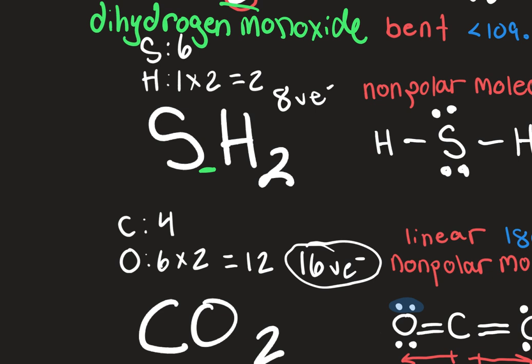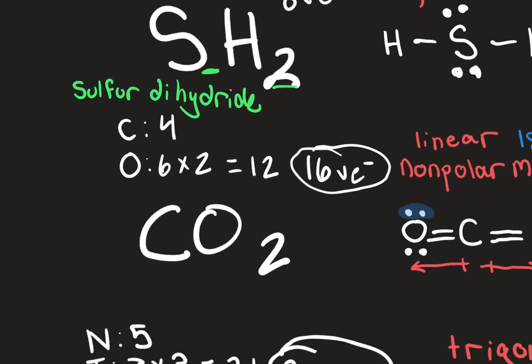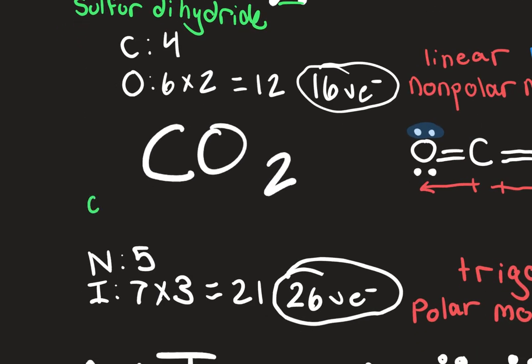SH2, I have no subscript on my sulfur, but I have a subscript of 2 on my hydrogen, so I'm going to have sulfur dihydride. I don't use a prefix of mono on my first element. CO2 is going to be similar. I'm going to have carbon dioxide.